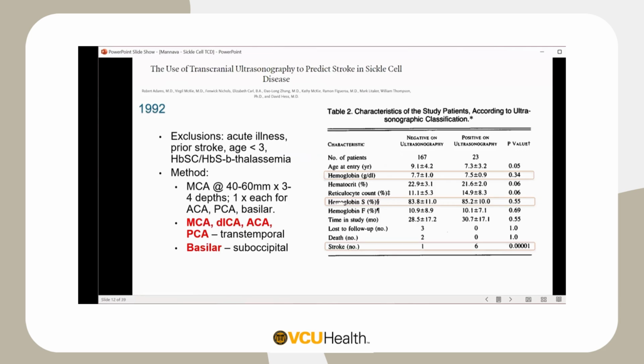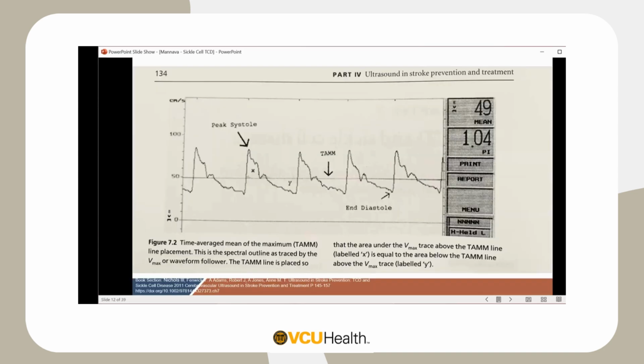So what is this based on? Multiple people had been working on this since the early 80s and 90s, and basically a group in the early 90s looked at conducting a sickle cell TCD protocol, what we now know as the STOP protocol. This involved taking multiple measurements along the MCA as well as individual measurements on the ACA, PCA, and basilar, using both transtemporal and suboccipital approaches. They found that people who had high-risk TCD findings did have lower hemoglobin, higher hemoglobin S percentage, and higher rates of stroke.